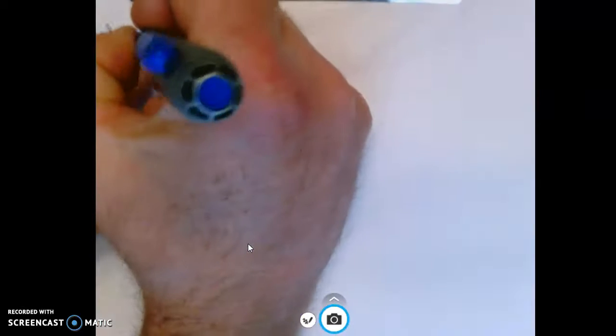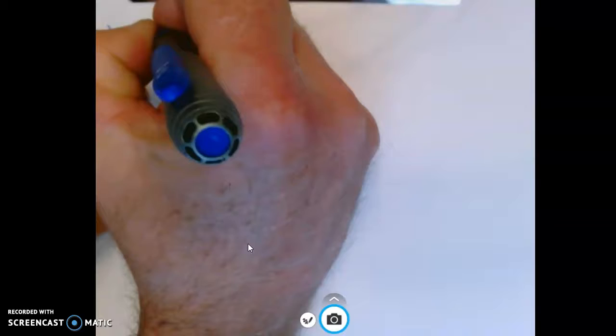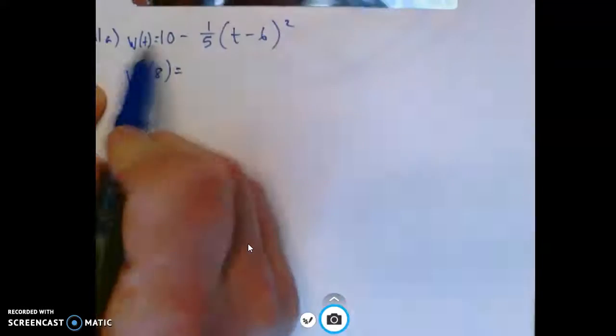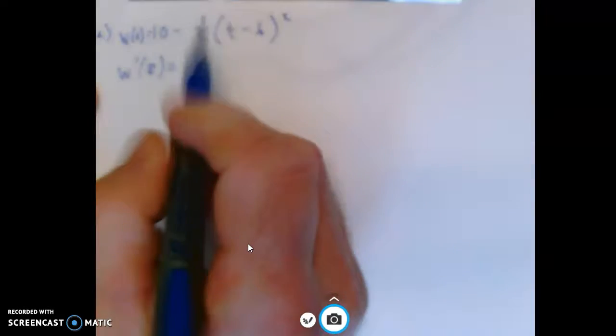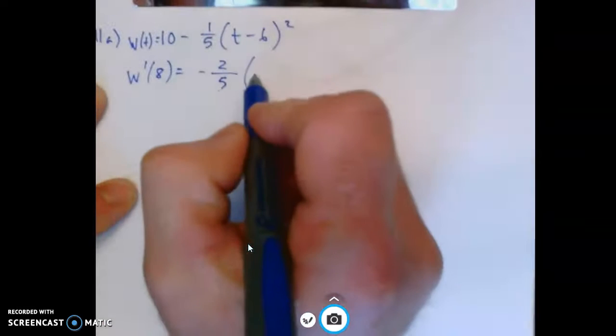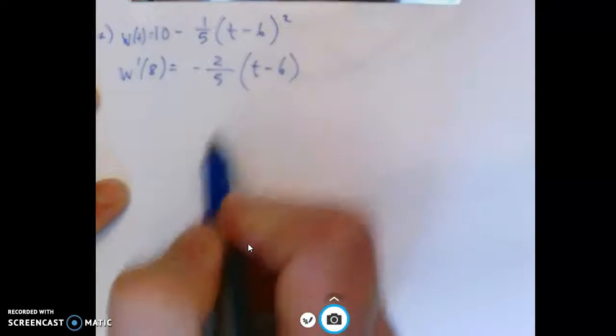So in this case, we're looking to take the derivative of the second function. So we can think of it like this. It's just literally going down to this function and finding w prime of 8. Okay, so we want to take the derivative. The 10 goes away. We bring the 2 down. This becomes negative 2/5. Normal inside, so t minus 6. I'm going to leave it at t minus 6, even though this goes down to 1, then times the derivative of the inside, which is 1.